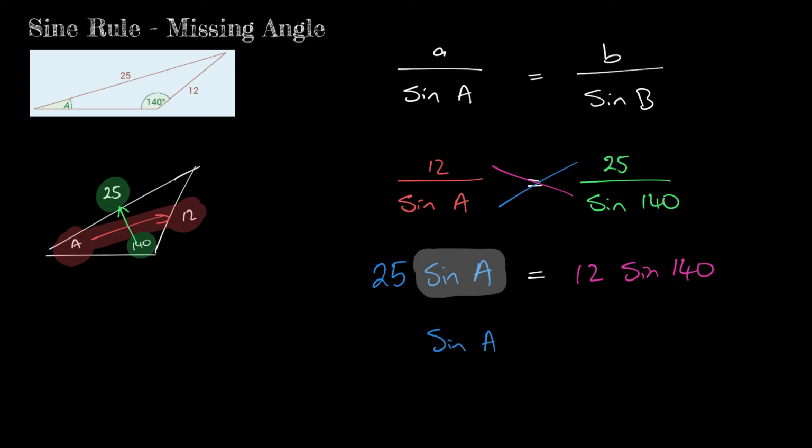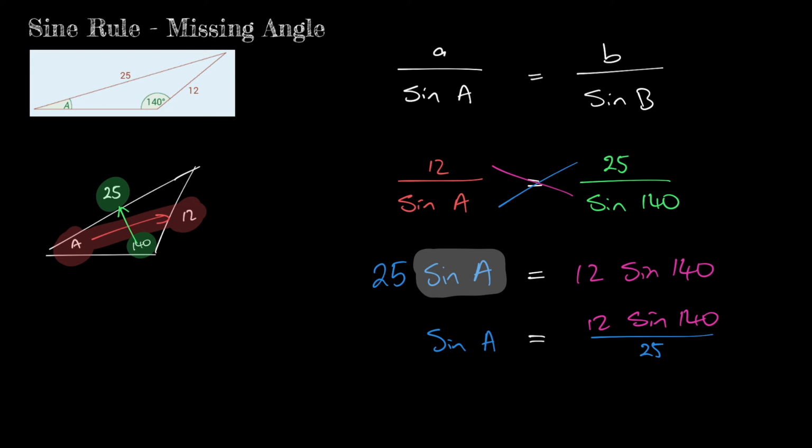Okay. And how I do that is I look at what I'm doing to sine A here. Here what I'm doing is I'm multiplying sine A by 25. If I want sine A by itself, I need to divide this side by 25, and then I'll just be left with sine A. But if I divide the left-hand side by 25, I have to divide the right-hand side by 25 to keep it equivalent. So that's what I'm going to do. 12 sine 140, and I'm going to have to divide that by 25.